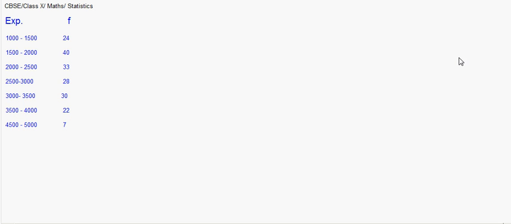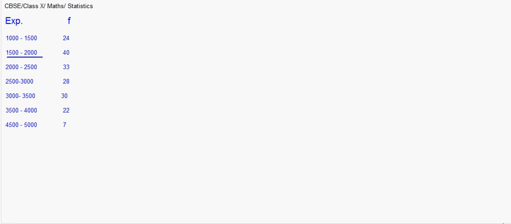We have to find the average expenditure which is being done by the maximum number of manual workers. So which frequency is high? That is 40. So the modal class directly has become this 1500 to 2000.